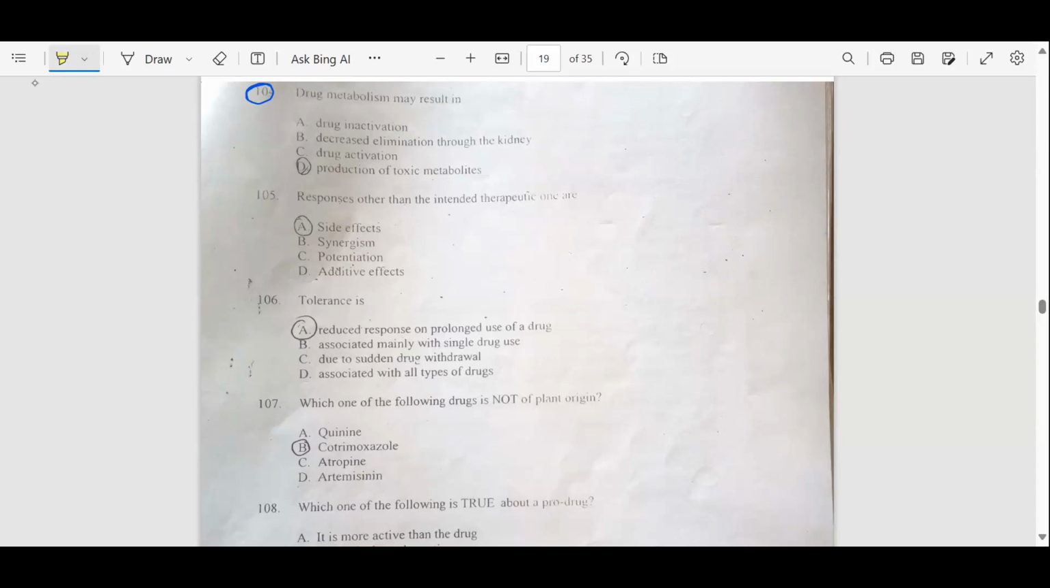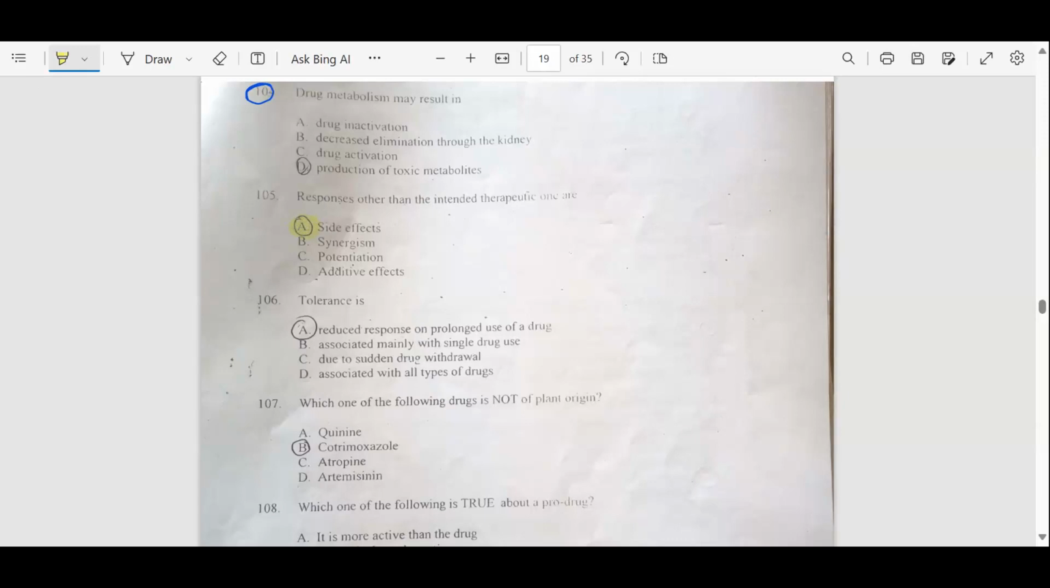Responses other than the intended therapeutic ones are: side effects, synergism, potentiation, additive effects. So that one is side effects, but maybe we can touch on what synergism is.